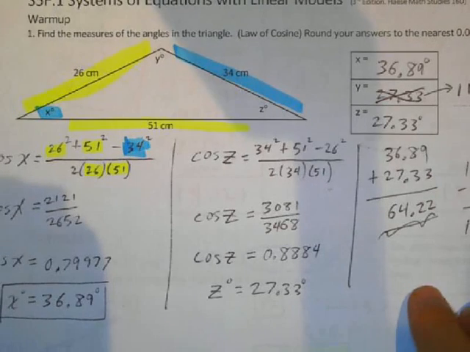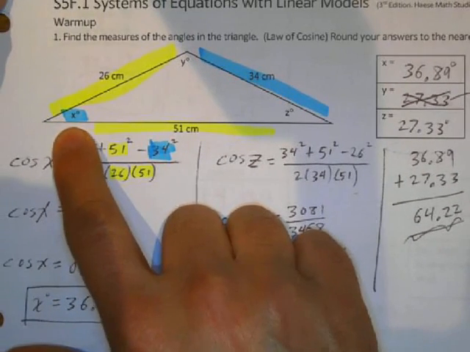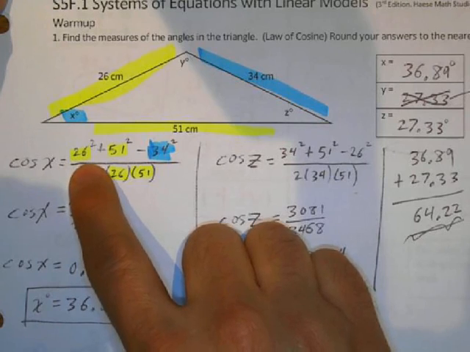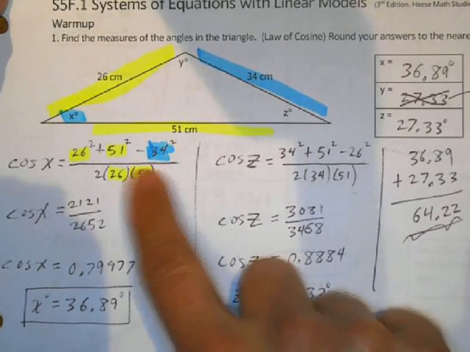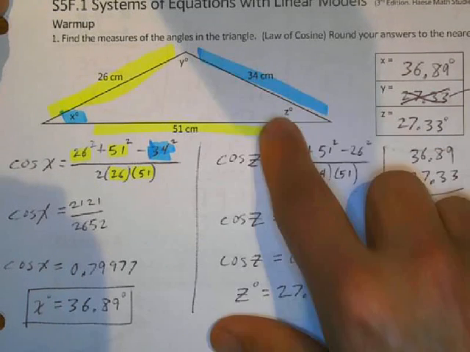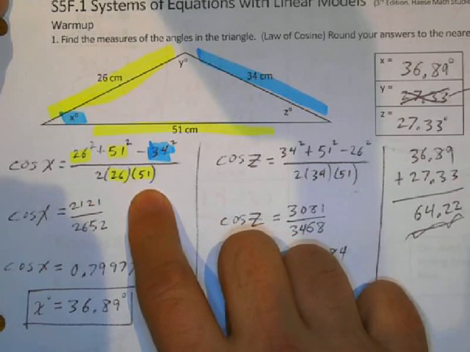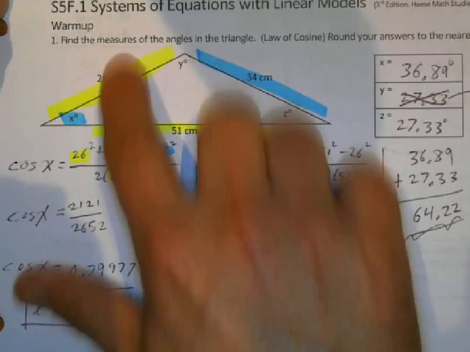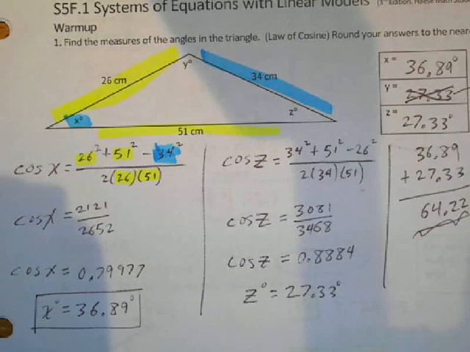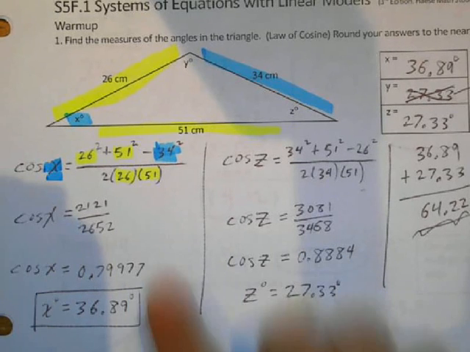So if you think of it in that light, here we are trying to find angle x. So I'm going to add the 26 squared and the 51 squared, and we're subtracting the 34 squared, which is the one opposite and far away. And then divided by 2 times 26 times 51. Those are the sides on either side of the angle that we're dealing with. And I think if you think of it this way, rather than with the A, B, and C, you're more likely to do this.